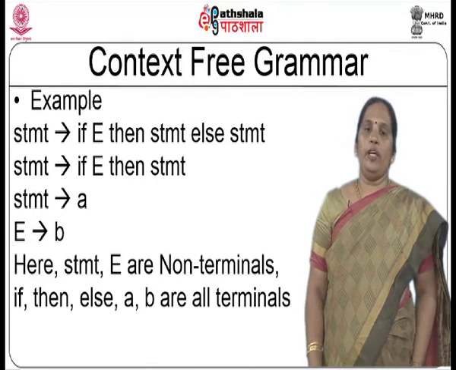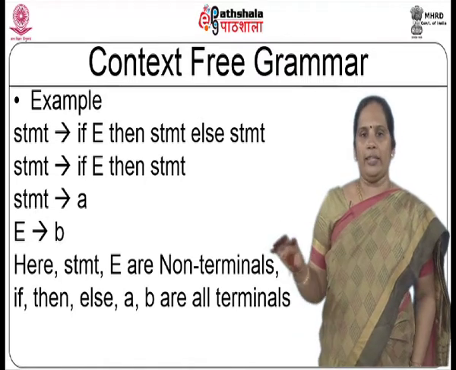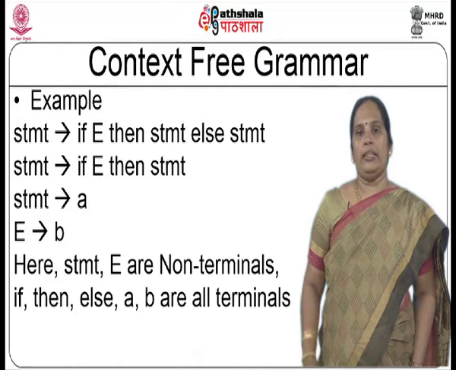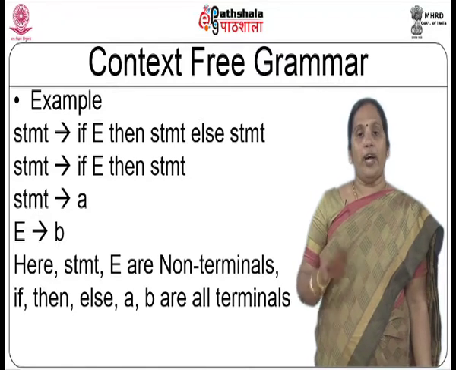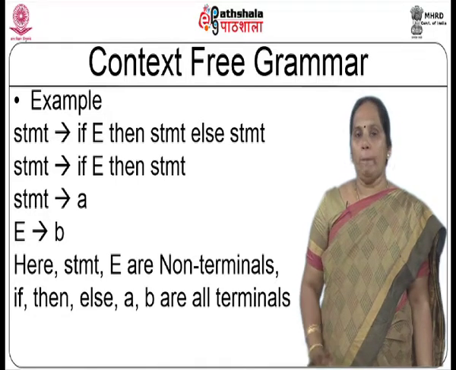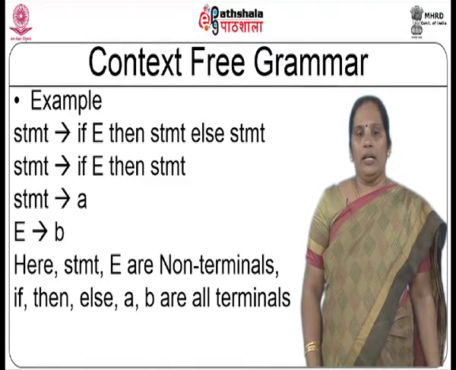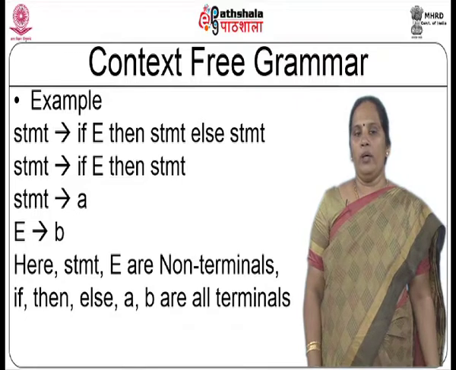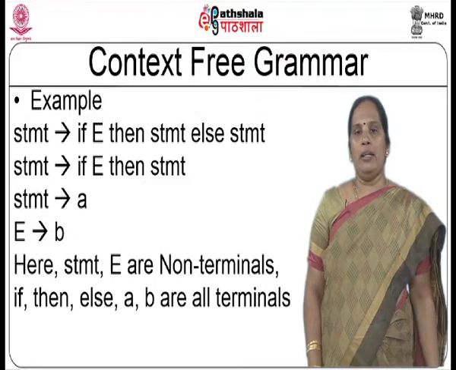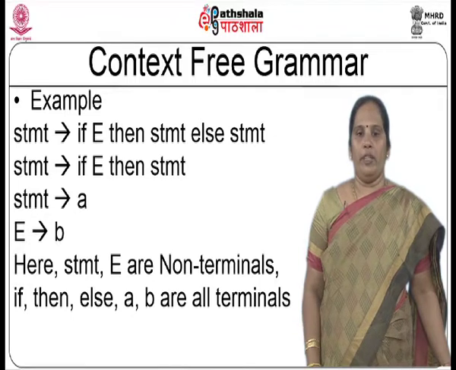The second one refers to if expression, then statement, meaning that there is no else part. If the condition is met, you evaluate the statement, else you do not even look into it. This expression can be anything, but it finally evaluates to a true or a false value. Therefore, we say E produces B. Here statement STMT and E are non-terminals. If, then, else, A, and B are terminals. The start symbol is statement, and the productions are given here.